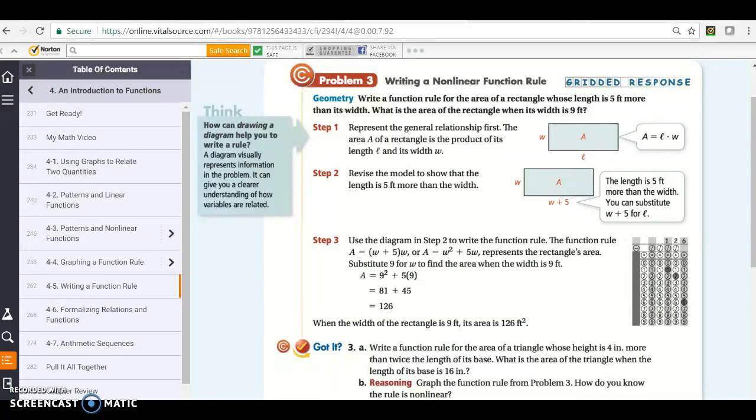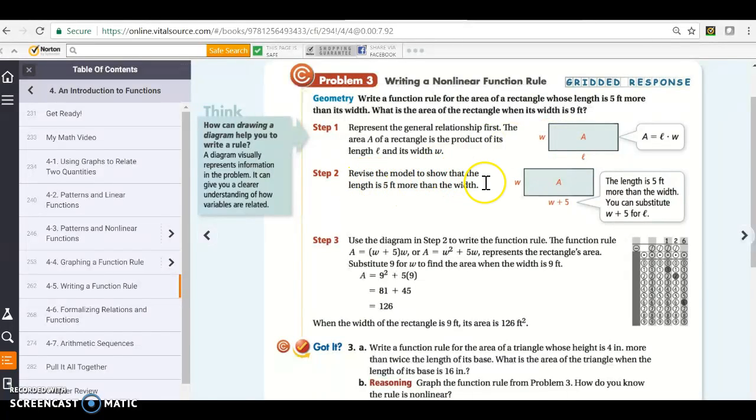Step 1, represent the general relationship first. The area of a rectangle is the product of its length and its width. So they drew out a visual. I usually draw out a visual. It helps me out also. Length times width equals my area.